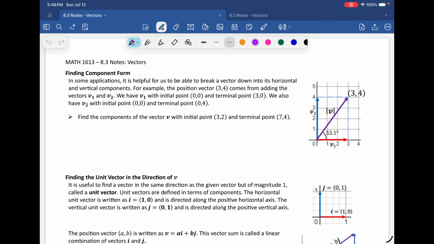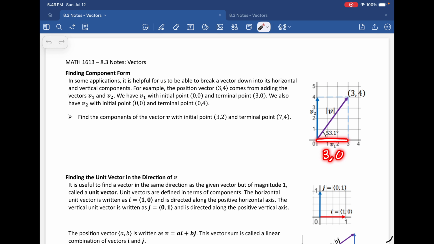All right, finding component forms. In some applications, it's helpful to break a vector down into just its horizontal or just its vertical. And that just comes from separating them out with a vector of 0. So instead of having our 3, 4, we have vector 1, which represents its horizontal, so that'd be 3, 0. Vector 2, which represents its vertical, 0, 4.